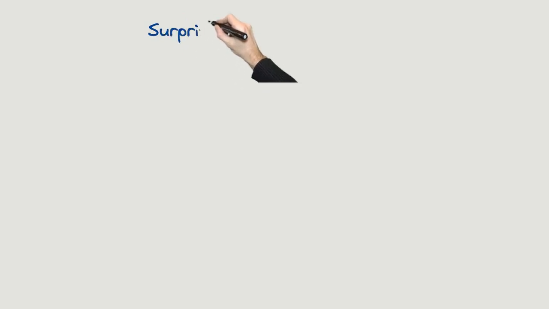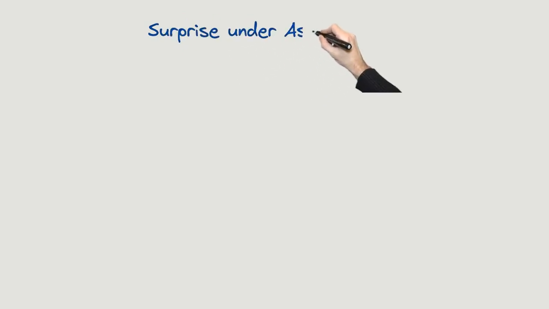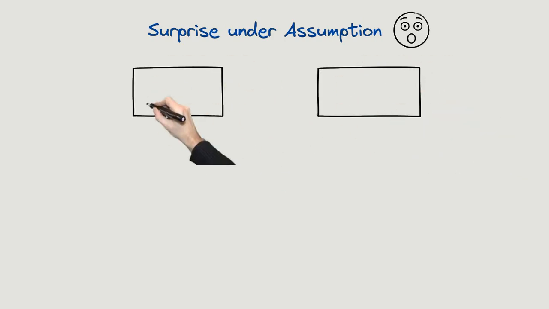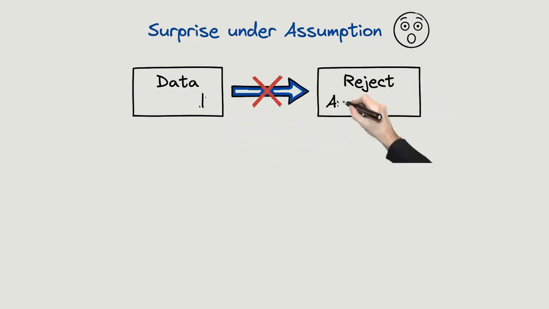The key idea is surprise under an assumption. We temporarily assume a baseline claim about the world is true, and then we ask how surprising our data would be if that claim really held. If the data would be very unusual under that assumption, we treat the data as evidence against it. Hypothesis testing does not prove things are true. It measures incompatibility between data and a claim.